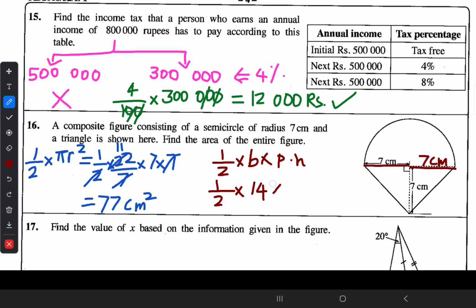Multiplied with perpendicular height 7. So 2 and 14 simplified here 7 times. 7 times 7, 49 square centimeters. When we add these two separate areas together, we can find the total area of the composite figure. 77 plus 49, it would be 126. Let's write total area equals to 126 square centimeters.